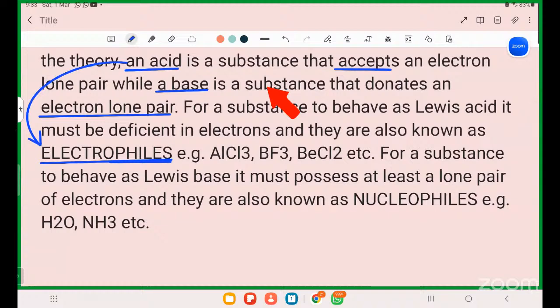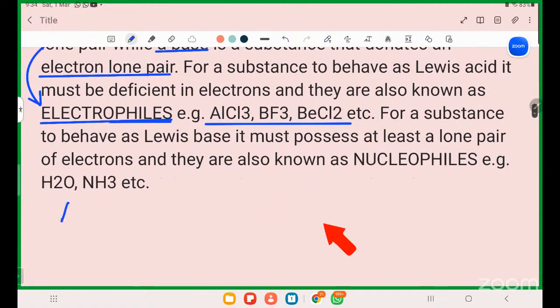Now, let's quickly proceed with this. These are examples of Lewis acid: aluminum chloride, boron trifluoride and beryllium chloride. I will show you why they are Lewis acids. Now, let's take one of them, aluminum chloride. Why is it a Lewis acid?